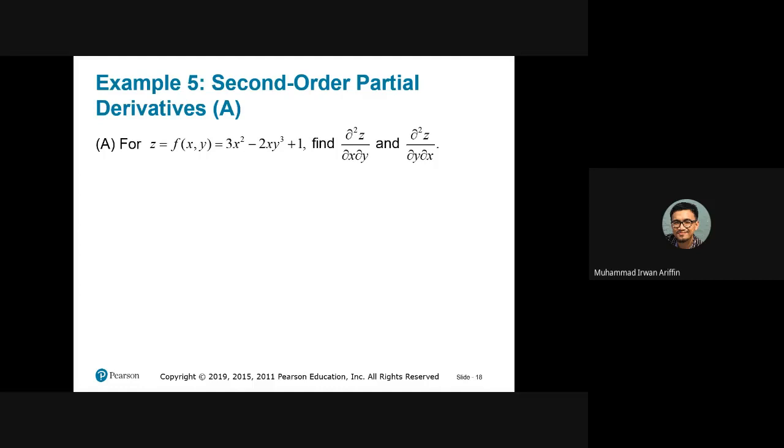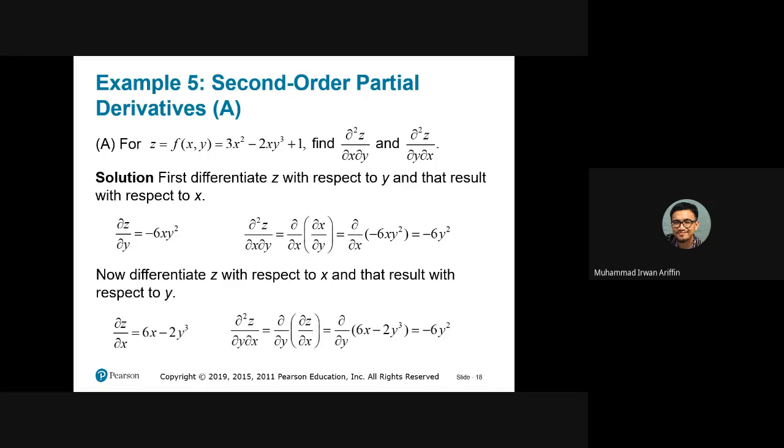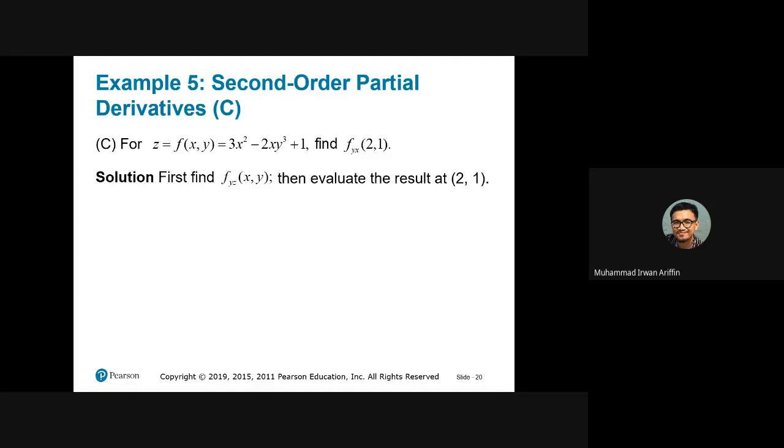For this example, I'm going to leave it to you, because what you need to do is simply differentiate twice. That's basically it. Or maybe we can do this together. Let's see. Yeah, why not? So this is simply asking us to find f sub yx of 2 and 1. For this one, first of all, we need to differentiate with respect to y.